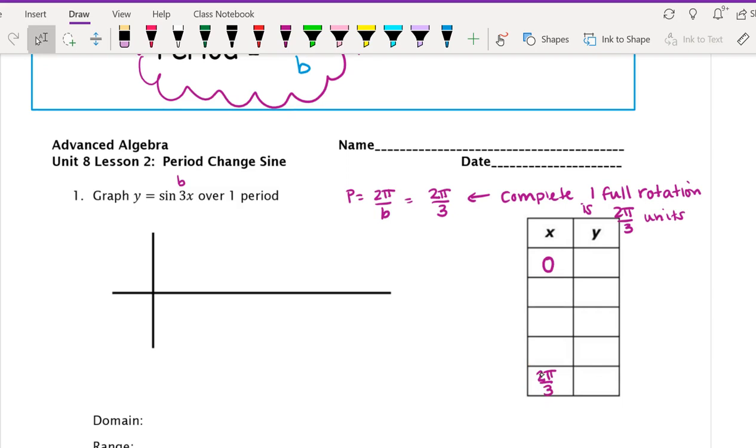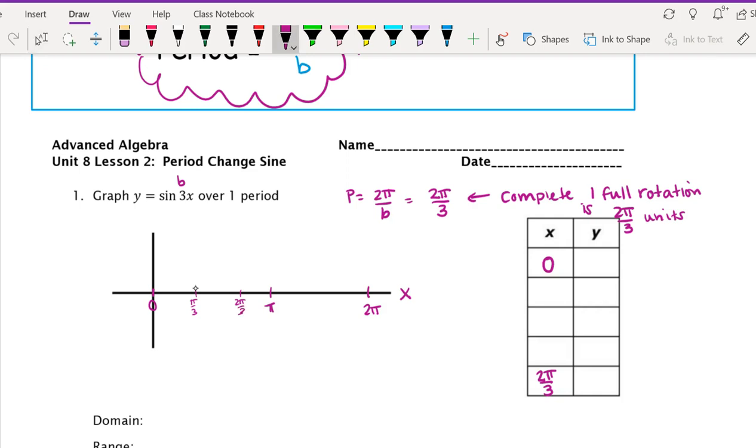So on my graph, sorry, my x values, those are going to be going from 0. So I'm going to mark it 0. And then the furthest it's going to go is 2/3 pi. So if I normally have 2 pi over here, and I know that 1 pi is right here, 2/3 pi is going to be, here's about pi over 3, and here's about 2 pi over 3.